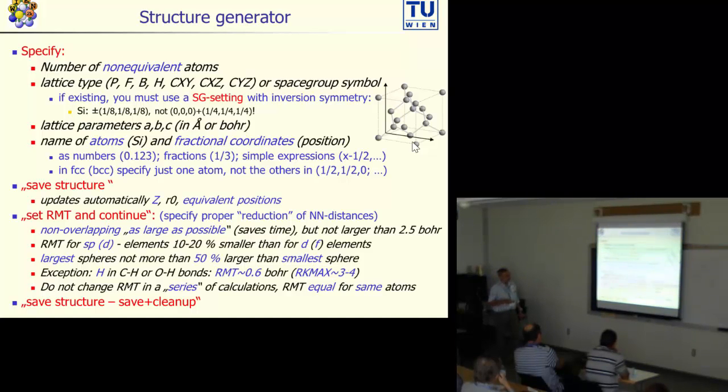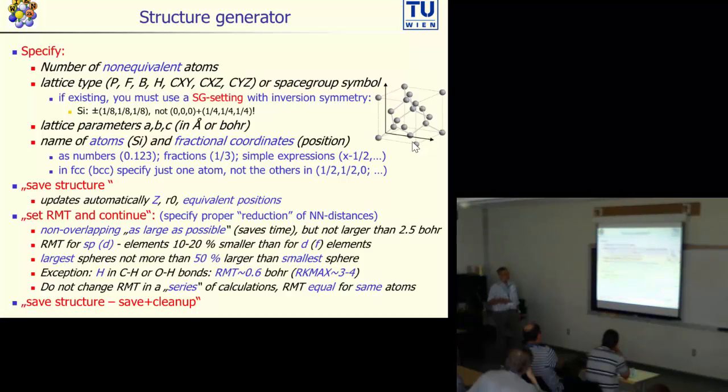Another rule is that the largest sphere should not be much bigger, let's say maximum 50% larger than the smallest sphere. So don't choose spheres of 1.3, 1.2 Bohr and another atom with 2.5 Bohr. That is not suggested because this could lead eventually to linear dependency for this large atom. There is one exception, and this is hydrogen. Hydrogen makes extremely short CH or OH bonds. And therefore, for hydrogen you would use a sphere size of only around 0.6, and the carbon or oxygen would be twice as large as the sphere of hydrogen, roughly speaking, okay?